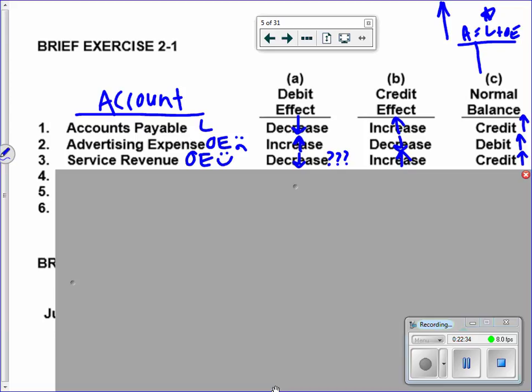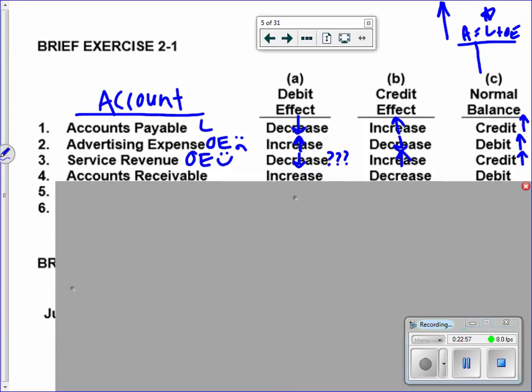Let's think about this a minute. If we sell something and we credit service revenue, what's the debit? What are we getting when we sell something? Typically what asset? Cash, or what other one? If they don't pay for it right away, AR would be the debit. So cash or AR would be the debit.